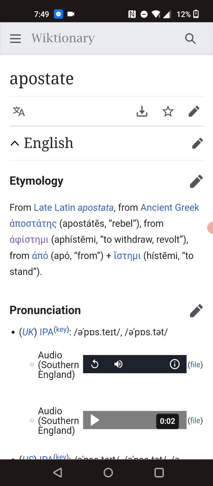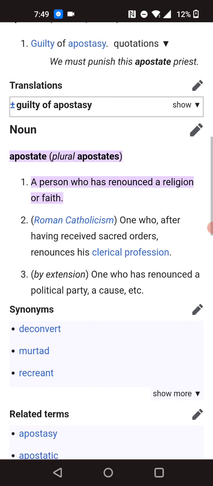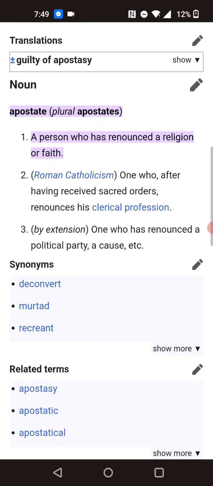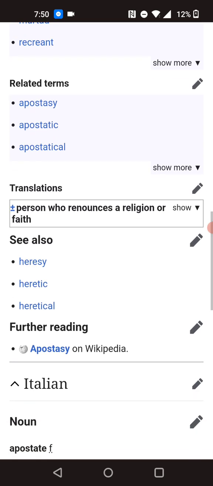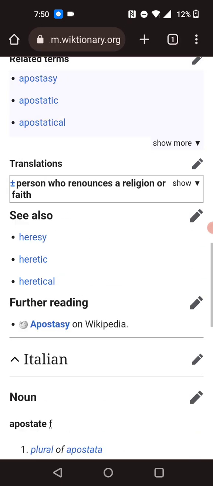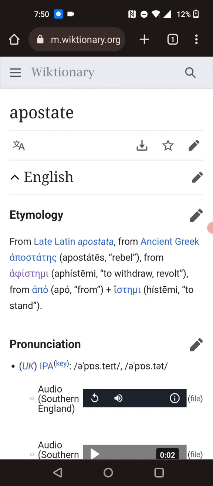Apostate is just someone who's a rebel. It's under the same thing as heretic, right? A person who's renounced their religion or faith. One who, after receiving sacred orders, renounces his clerical profession. One who has renounced a political party, a cause. Deconvert, murtad, recreant. Apostasy, apostatical, heresy, heretic, heretical. So, similar words, but they're not the same. They don't have exactly the same root words, just only apo. And that's pretty much it.